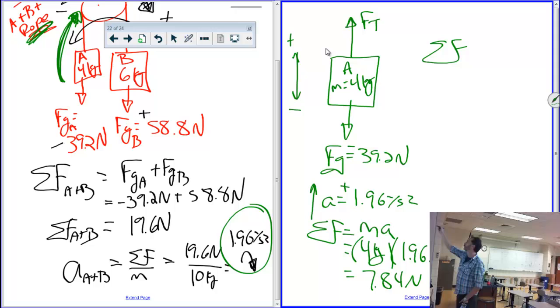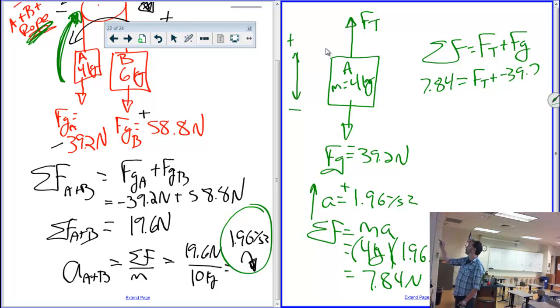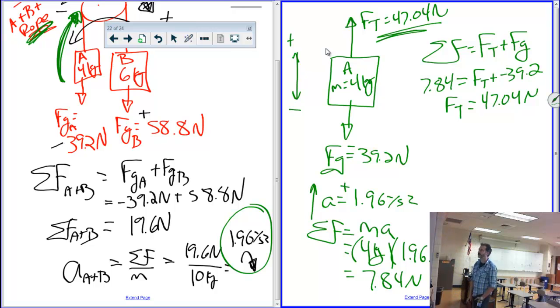So now I ought to be able to find my tension. Net force is tension plus gravity. So my net force, we just found it, 7.84, is going to equal the tension plus negative 39.2. So your tension force ends up being 47.04 newtons. That's the force that pulls mass A up to prevent it from falling, right? So mass A is going to accelerate upwards because the tension force is winning.